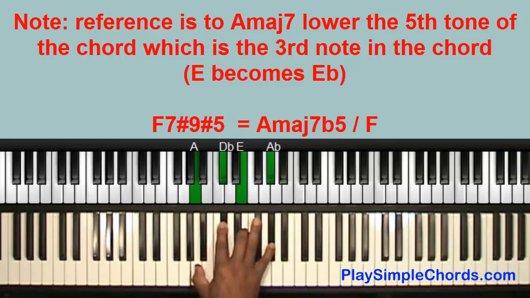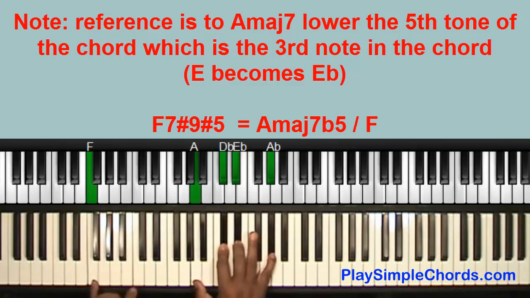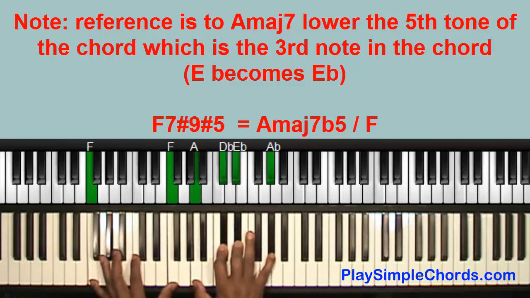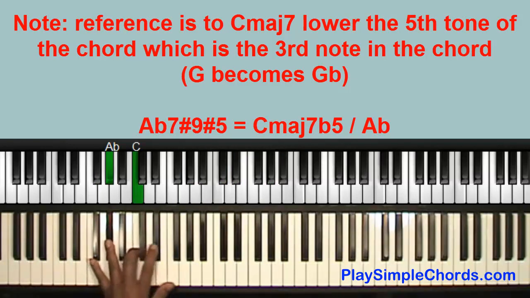Now to create the chord that we want, all we have to do is lower the 3rd of this major chord. And now we have the dominant 7, sharp 9, sharp 5. Is it that simple? Yes. Let's take another example.